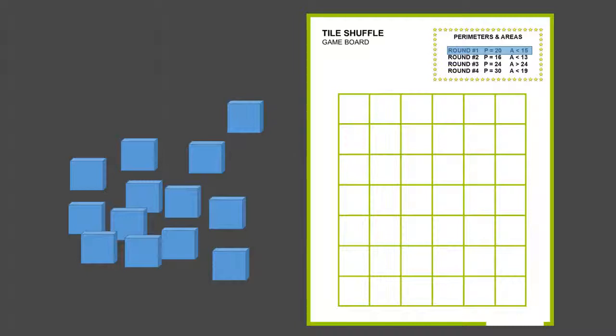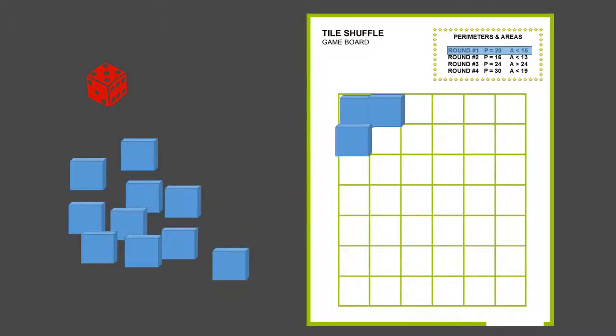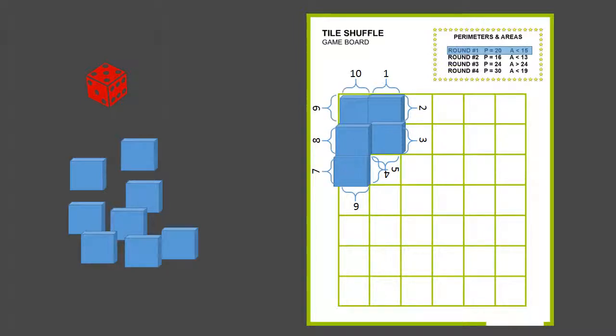So the first player will go. In this case, they rolled a 5. So they'll grab 5 tiles and put them on their board so that they create a polygon. And then they can count up the sides that they have with that polygon. 1, 2, 3, 4, 5, 6, 7, 8, 9, 10. They have 10 sides. So they now have a perimeter that equals 10 with an area of 5, because that's how many tiles they have.